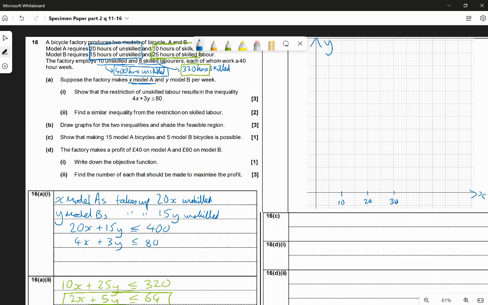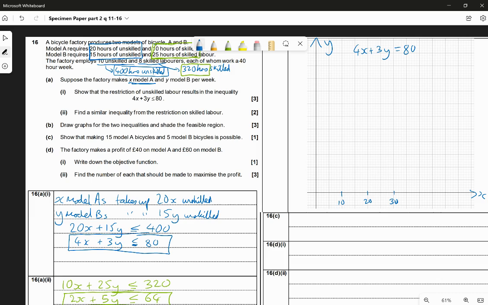In order to shade an area defined by an inequality, it's going to be bounded by a straight line if it's a linear inequality. Okay, so to show the area bounded by 4x plus 3y is less than or equal to 80, I draw the line 4x plus 3y equals 80. And then I am going to be on one side or the other of that line for 4x plus 3y is less than or equal to 80. It's going to be a solid line because it's an inclusive inequality, it's less than or equal to.